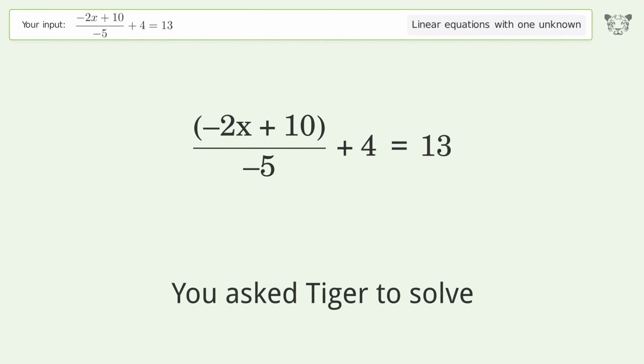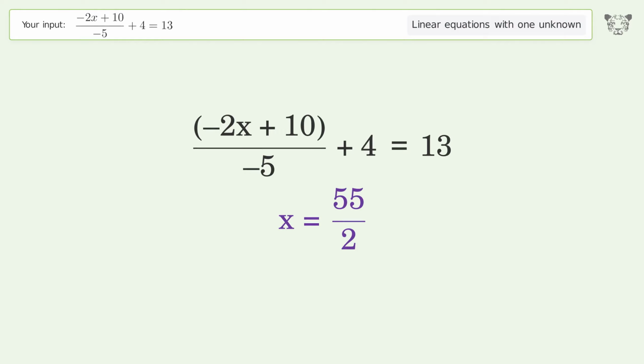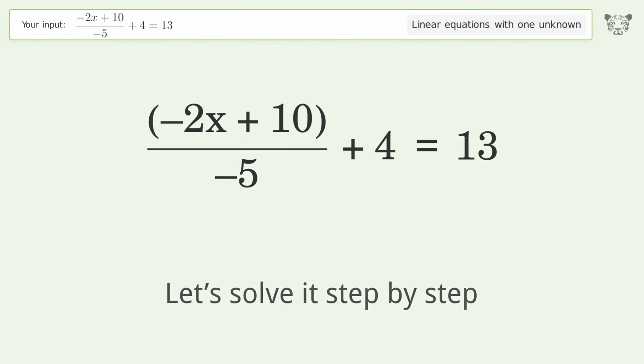You ask Tiger to solve. This deals with linear equations with one unknown. The final result is x equals 55/2. Let's solve it step by step.